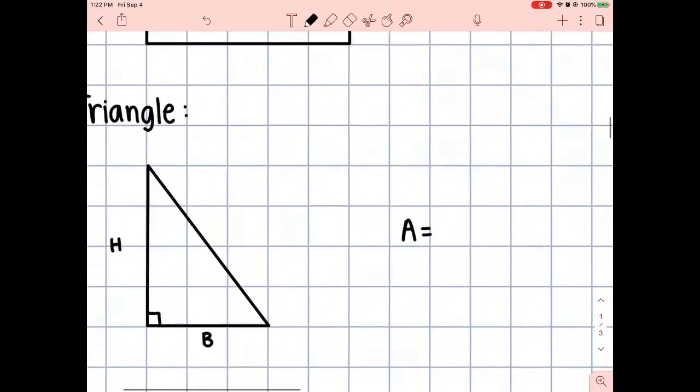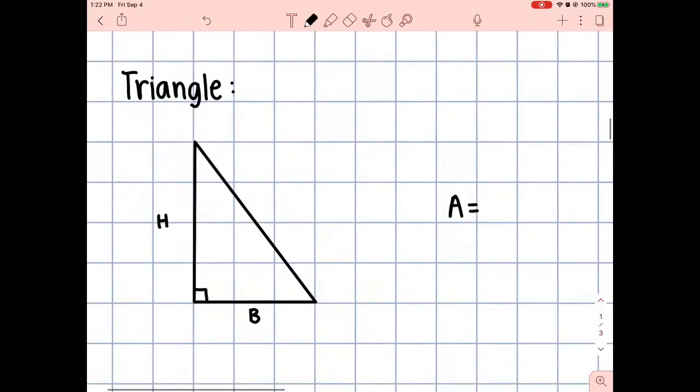Now, let's move on to a triangle. So to find the area of a triangle, we're going to use a different approach. We're going to make this triangle into a rectangle. So we're going to draw dotted lines here, like this.